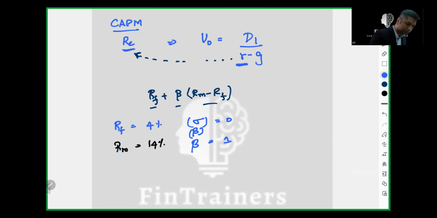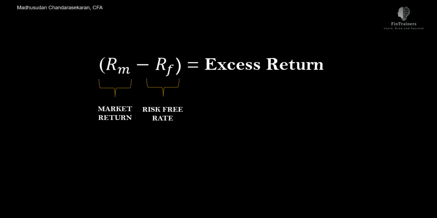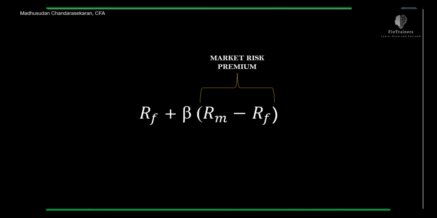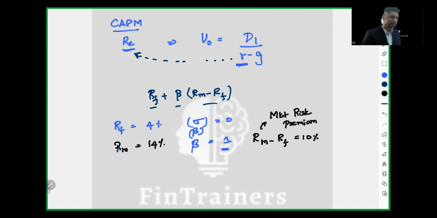So for taking on this beta, how much excess return is he getting? 10. Very good. The excess return, RM minus RF, is 10, because that 4% he anyway got without taking any risk. Now Honesh is taking that risk, so he needs to get paid more excess return. For the market risk, he's getting a premium. The market risk premium, which is RM minus RF, is 10%. Now this is all fine.